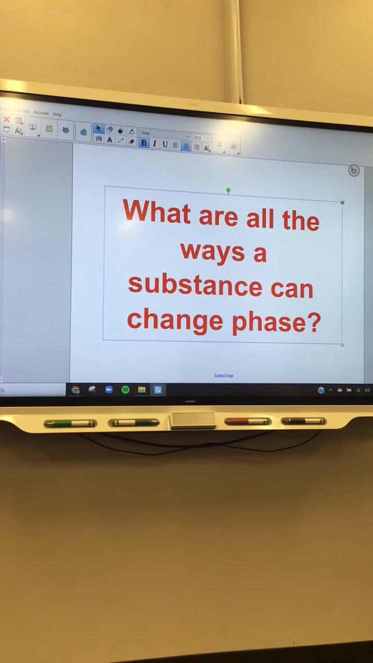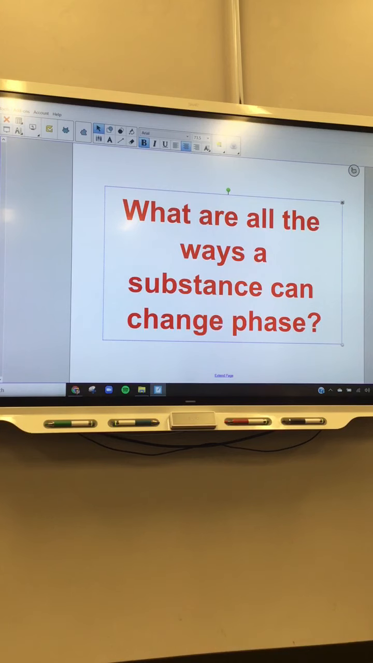Good. What other kind of phase changes can you think of? Anything else? That's really what our focusing question for this part is. What are all the ways that a substance can change phase? Go ahead and write that down in your book while you think about that. How else might you see a phase change?